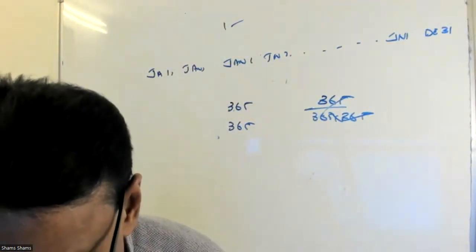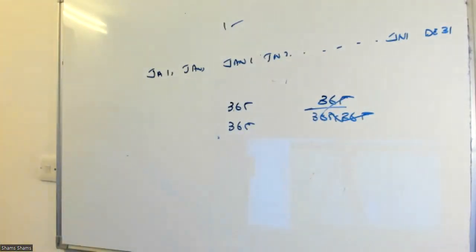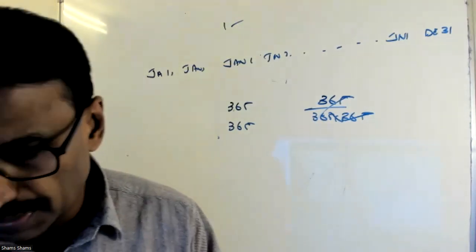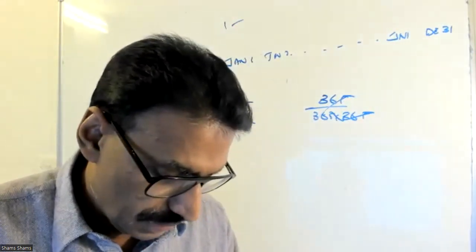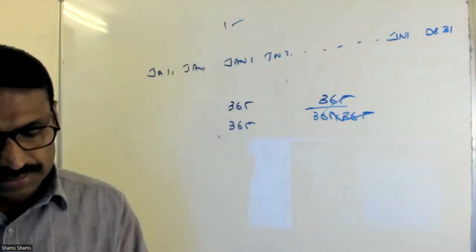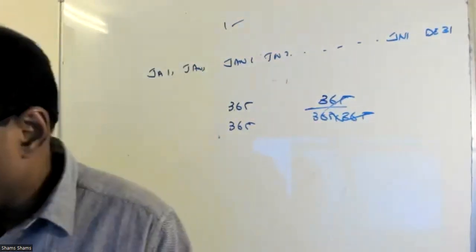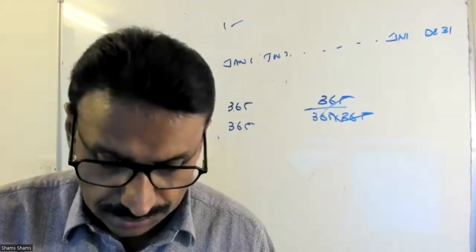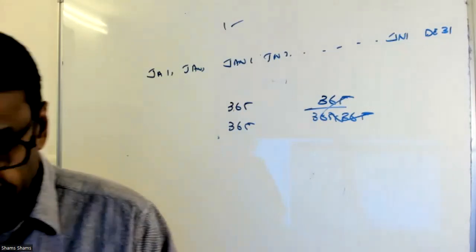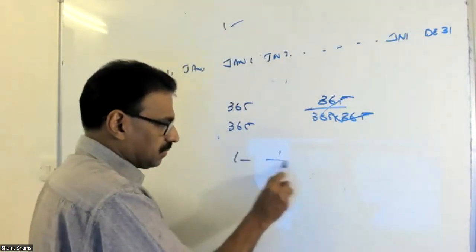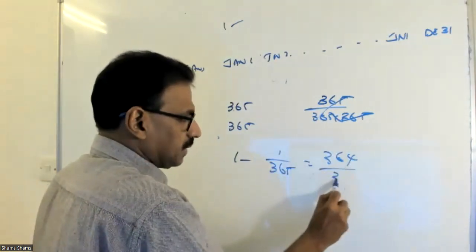Now, next one. The probability that A and B will have different birthdays is equal to 1 minus the probability of getting the same birthday, which is 1 minus 1/365, equal to 364 divided by 365. That is the chance. Okay.